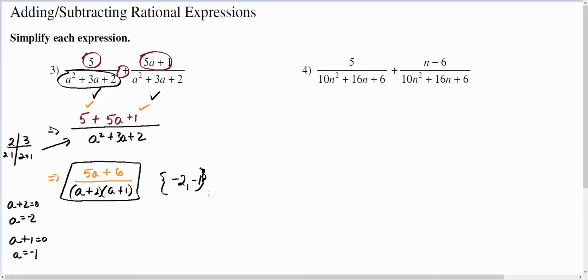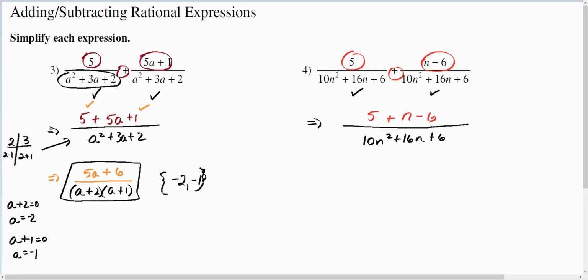Now this problem over here is the same thing. It already has a common denominator. So you know the denominator already. It's 10n squared plus 16n plus 6. And your numerator is addition, right? So it'll be this plus this, no parentheses needed because you're adding. And the 5 and the negative 6 are like terms. So this is going to become n minus 1 over.